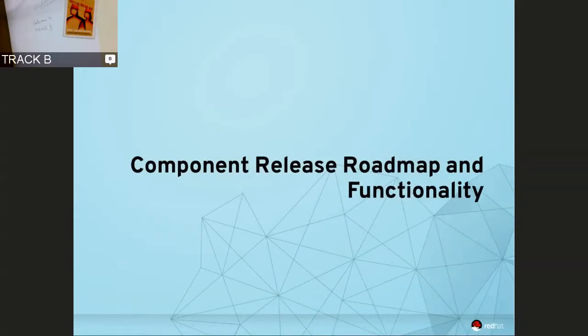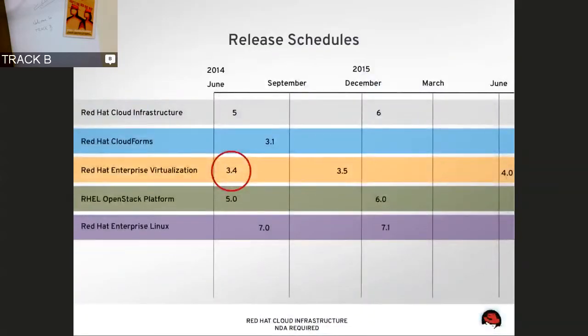All right. Let's talk about the component release roadmap and functionality. So if we were to track out, yes, the question was, is RHCI already GA? Yes, RHCI 4 is already generally available. So it was released shortly after RHEL OpenStack Platform 4 was. So it's been available.